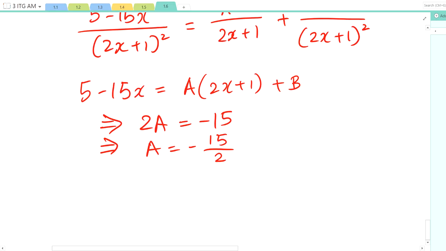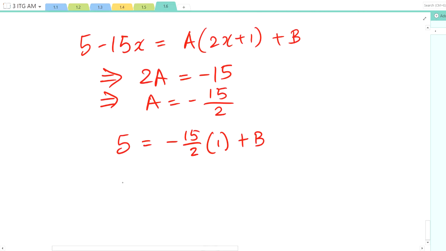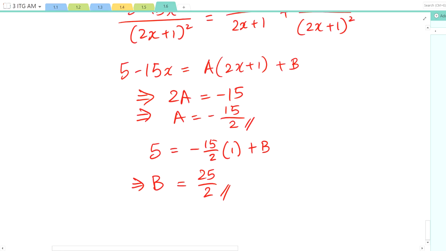If I consider the constant terms, on the left, the constant term is 5. On the right, the constant term will be made up of negative 15 over 2, which is the value of a, multiplied by 1 plus b. So therefore, b must be equal to 5 plus 7.5. That gives us 12.5, which is 25 over 2. So I've got the values for a, I've got the values for b.